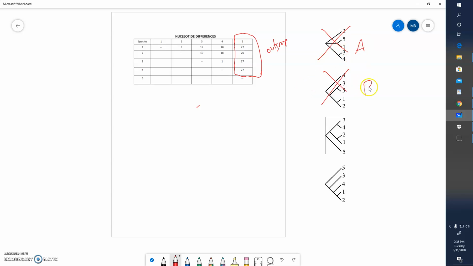I'll label that for you. And D. Out groups, remember, are going to be isolated by themselves. And we have one out group here, and an out group here is 5.